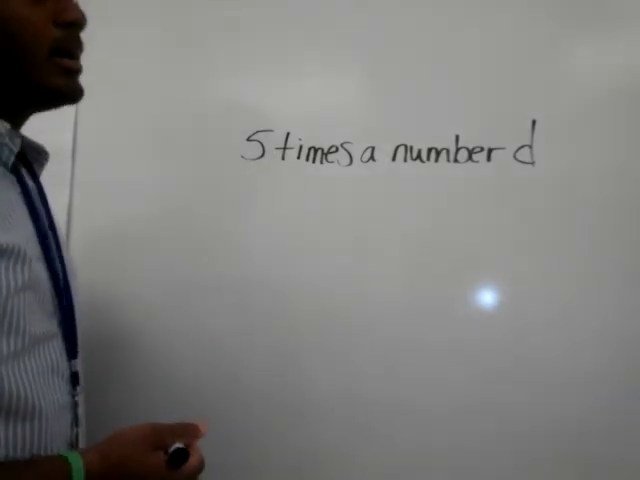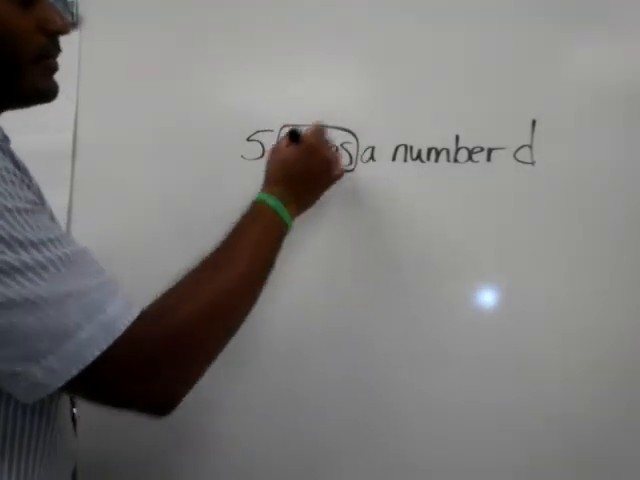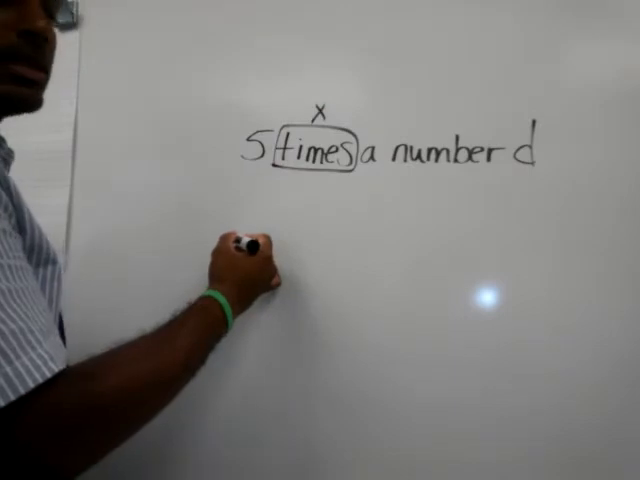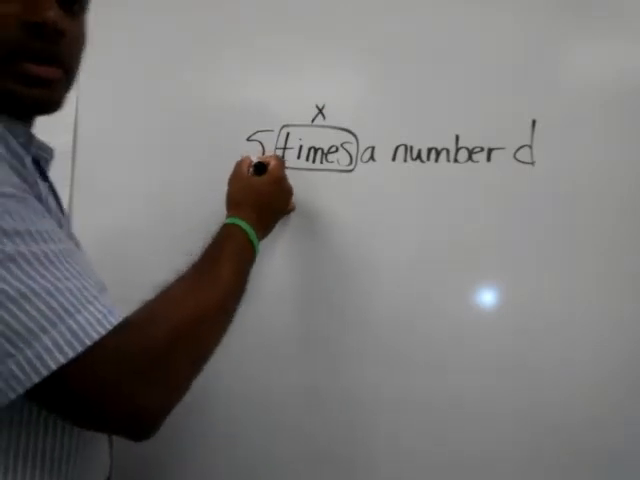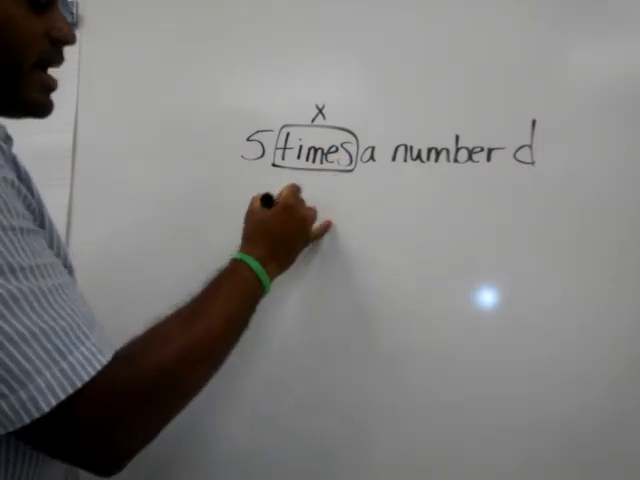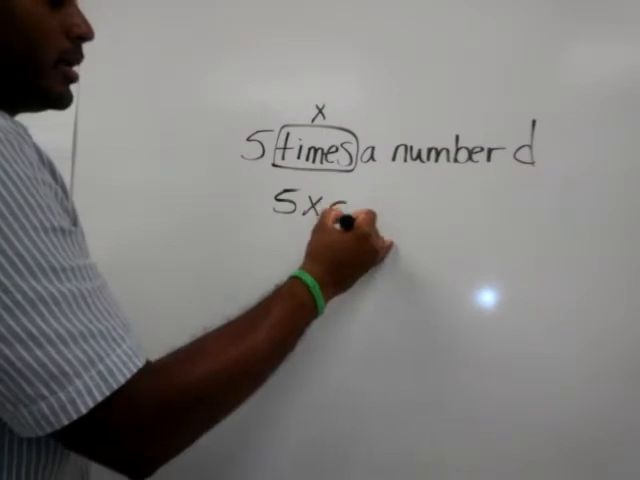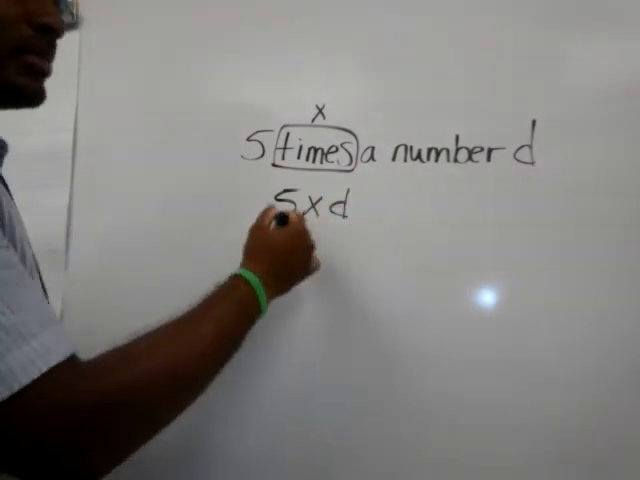In this case, we have the word times, and this means multiplication. So we're going to clearly write our expression to make sure it matches this statement. So 5 times, multiplication, a number d. So 5 times d would represent this.